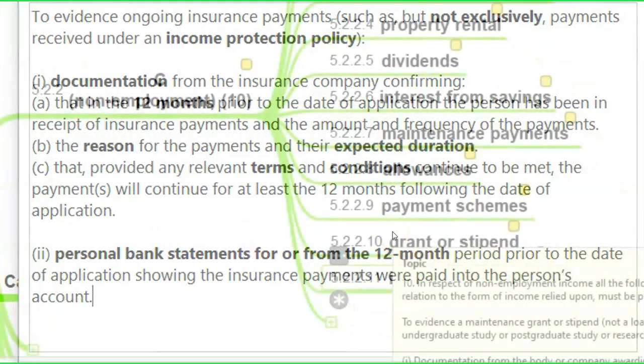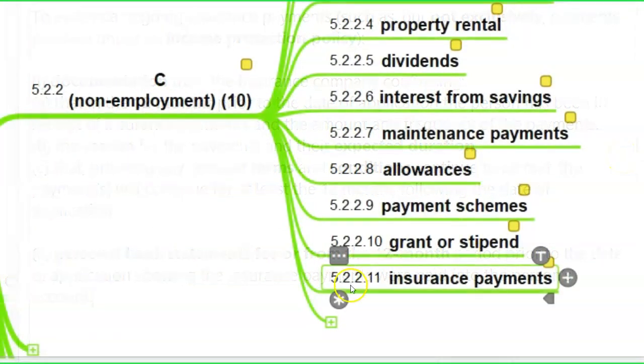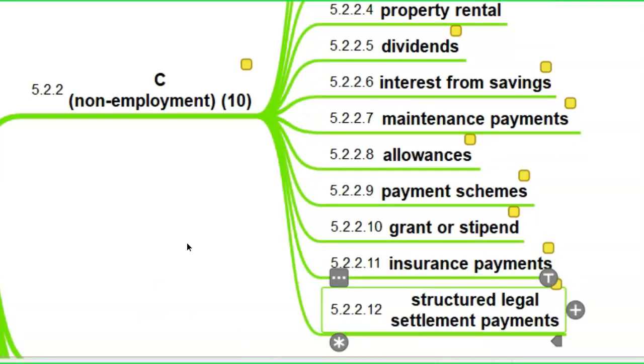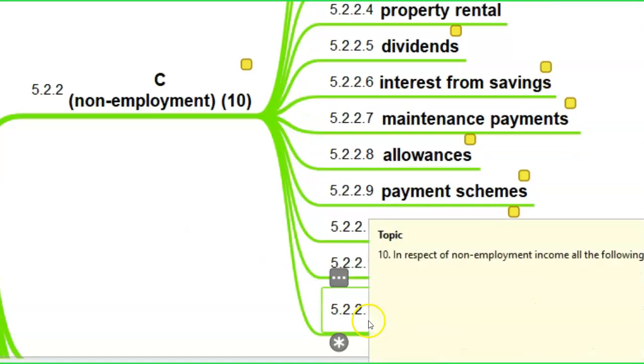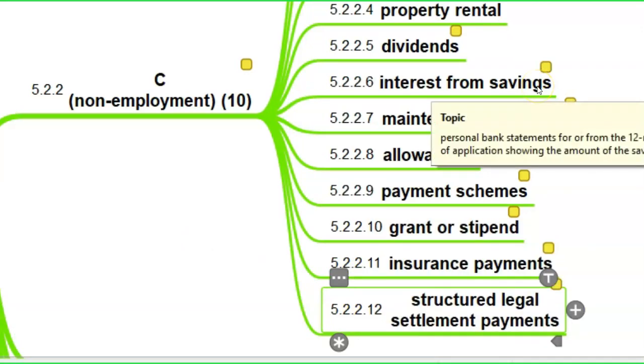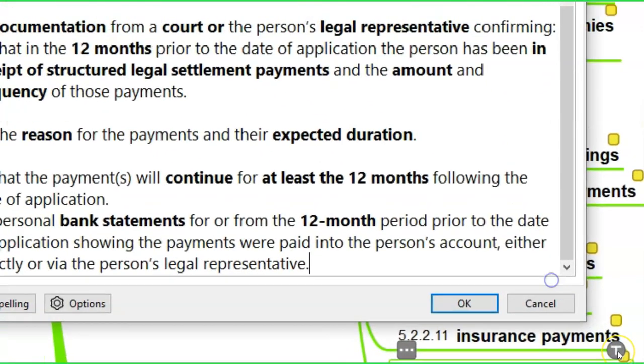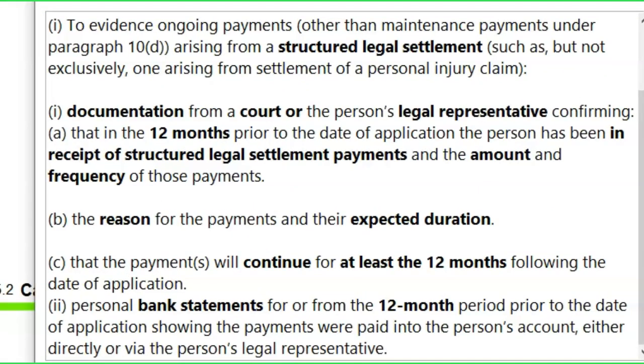And then the second piece of evidence is your bank statements confirming that you were in receipt of these insurance payments. And these bank statements will need to cover the 12 months period. The last form of non-employment income which I would like to discuss in this video is classified as a structured legal settlement. Well, there may be all sorts of structured legal settlements. For example, where there was a settlement arising from a personal injury claim or something similar.